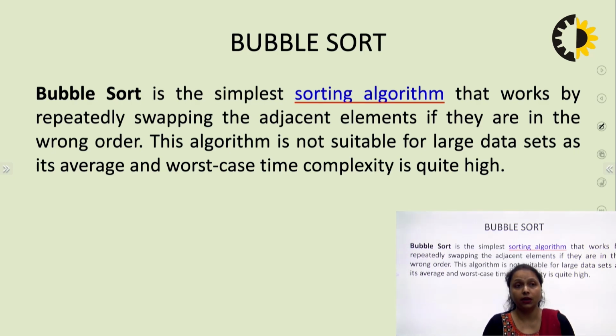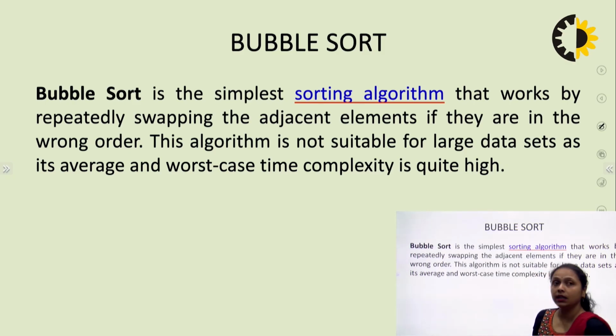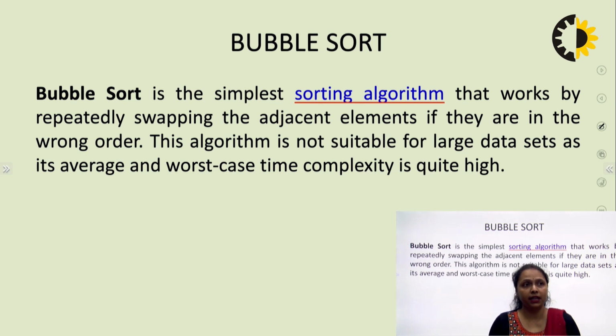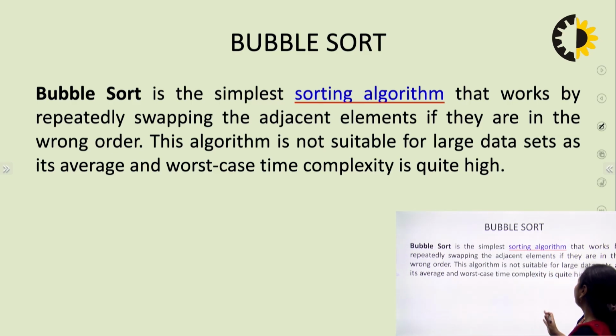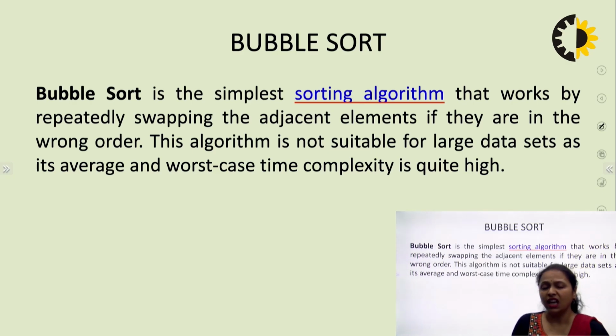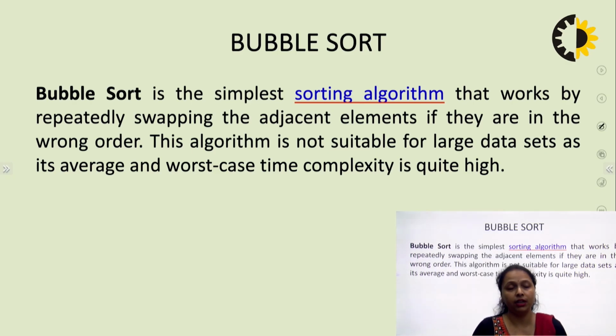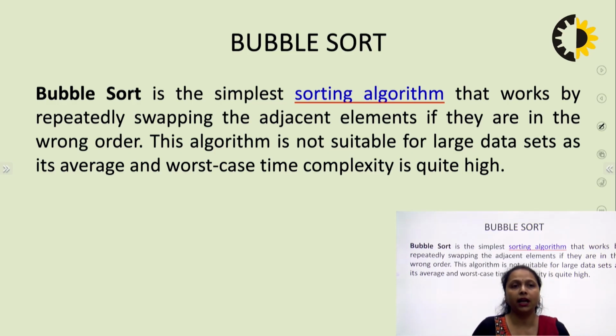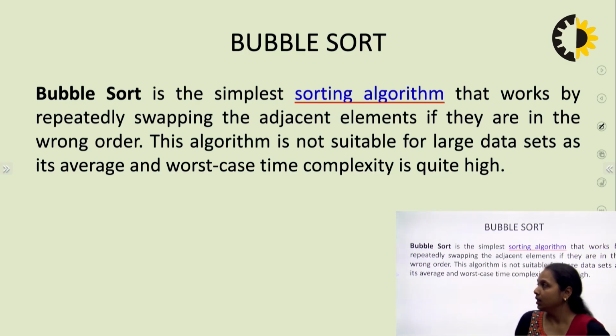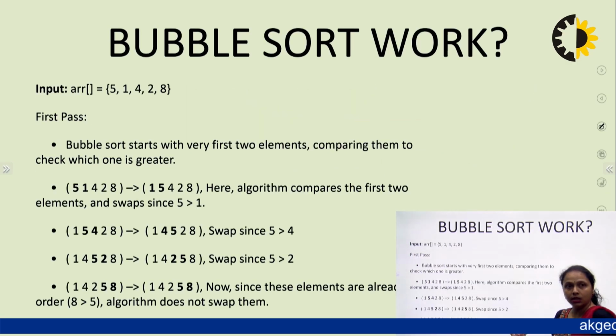Bubble sort is the simplest algorithm which we have for sorting the data. It works by repeatedly swapping the adjacent elements in the list, and its average and worst time complexity is quite high because it compares each and every element of the array or the list one by one, and based upon that comparison it will swap the data and arrange the data in the particular order. So the time complexity is quite high. Now let us see the process of how this bubble sort works.